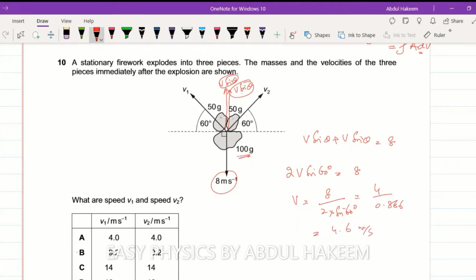So its mass is double. These are the 50-50 halves of the mass. So when you double this velocity, then it becomes, because less mass means more velocity, 9.2. So the answer is B. Now there is another method.